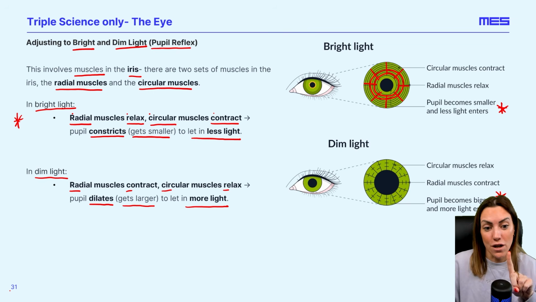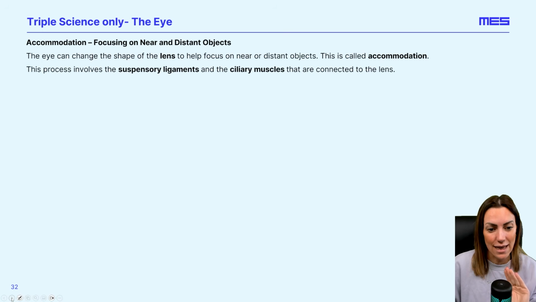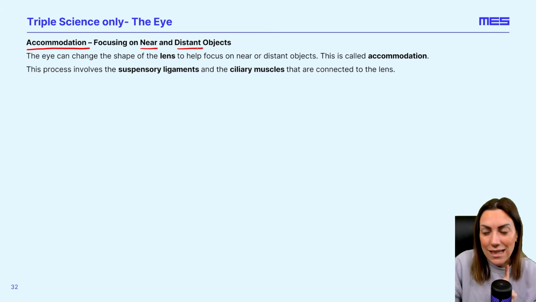So that's the first kind of tricky response when it comes to learning about the eye. That is the pupil reflex, and that is about adjusting to the light intensity. Now, the second thing, which is kind of similar, so pupils get it mixed up, is a second response. This is called accommodation. This is not to do with light intensity. This is about focusing on near or distant objects.